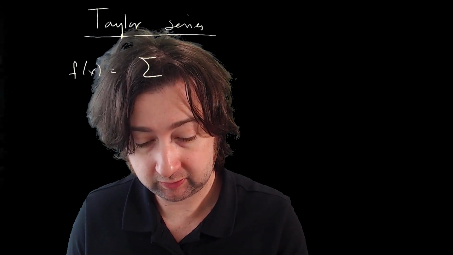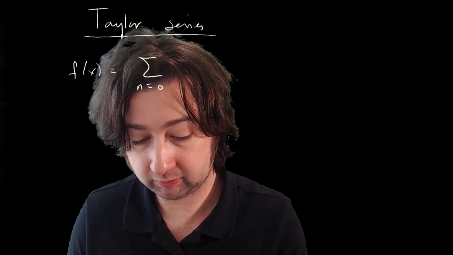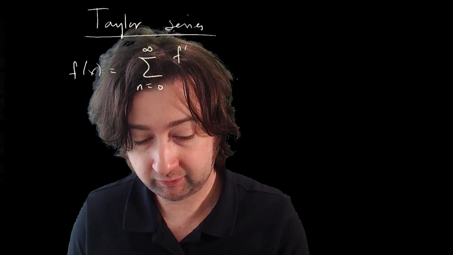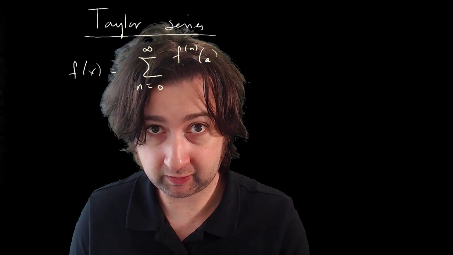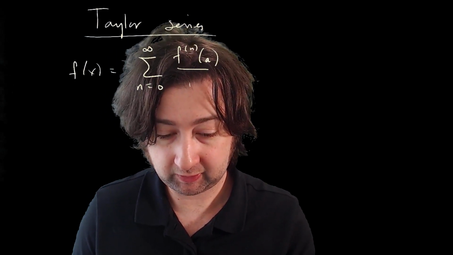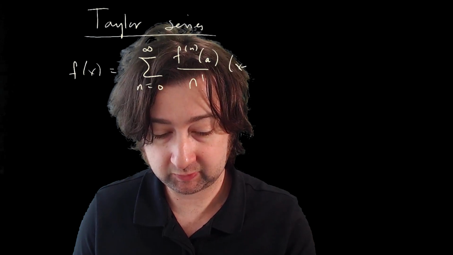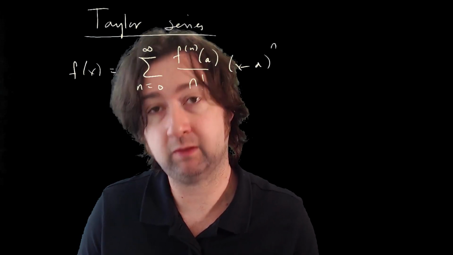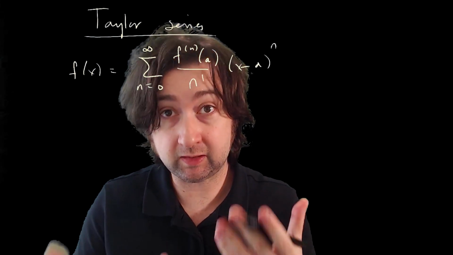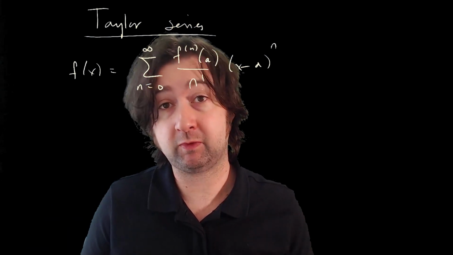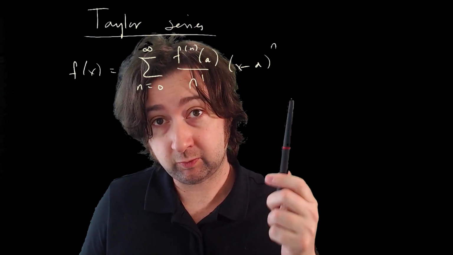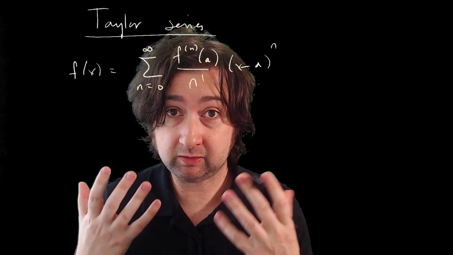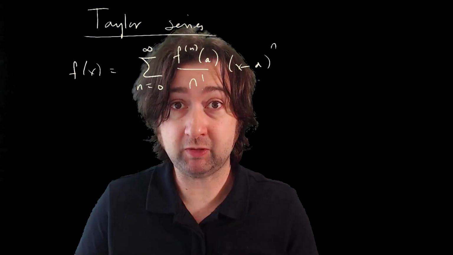So the Taylor series for a function centered at a point x equals a has this form. f of x is equal to the sum from n equals 0 to infinity of the nth derivative of f evaluated at a, divided by n factorial, times x minus a to the n. And this is a power series. It's a special type of power series. And the reason that it's special is because we have a method for computing it.